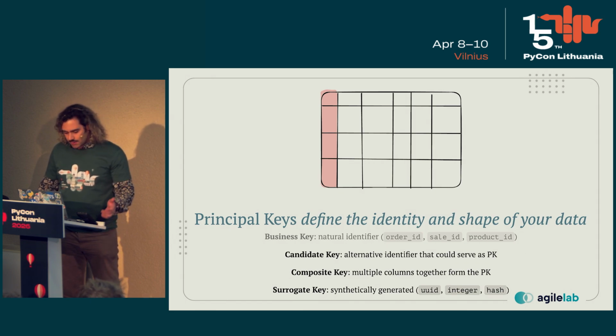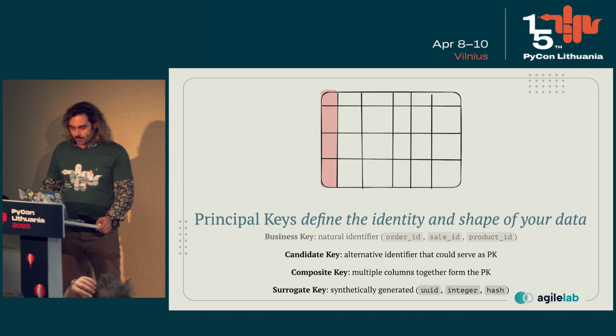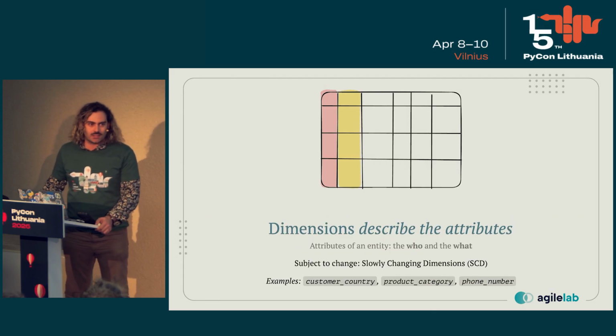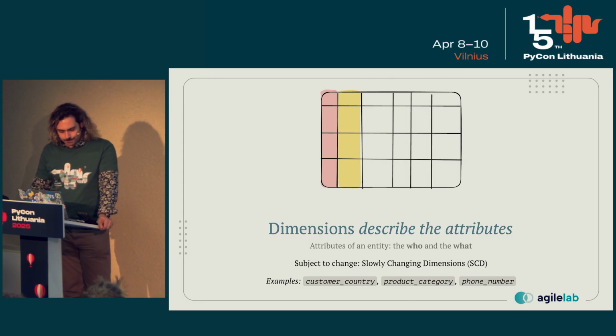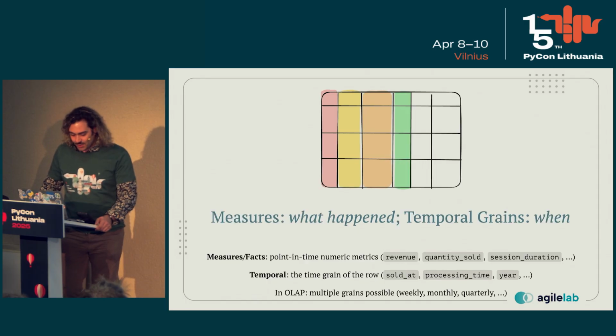A surrogate key is just a random string or auto-incrementing integer, or even better, a hash of the columns that form the composite key. Then we go to dimensions. Dimensions describe the attributes of your data, the who and the what. They are subject to change. They slowly creep in different forms. An example of this is customer country. A customer might move to a different place, change phone number, or the product that was first categorized as brand new becomes obsolete. And so this could change.